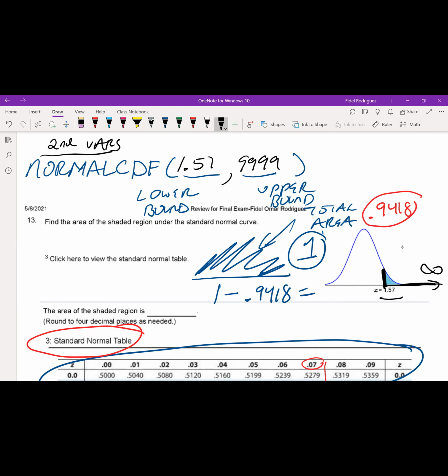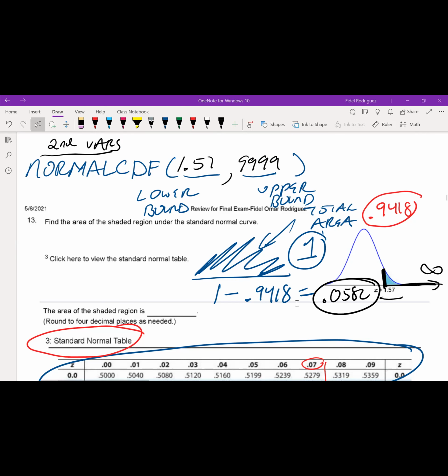Normal CDF, it should be the second one. My lower number we said is 1.57, comma, my upper number was 9999. And when I hit enter, if you notice, we came up with that already. I guess I erased it, but it was 0.0582, right? 0.0582. And we got it, okay? So I hope that helps for number 13.